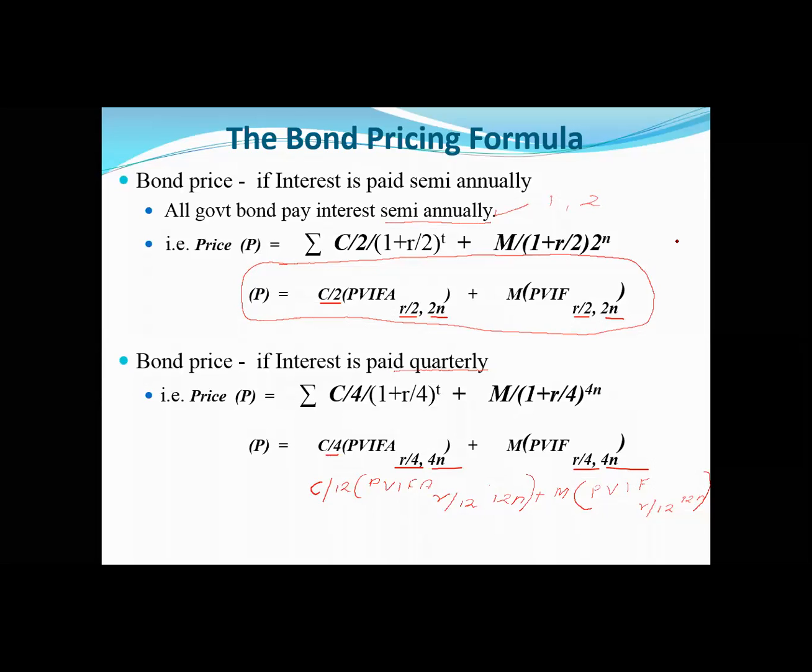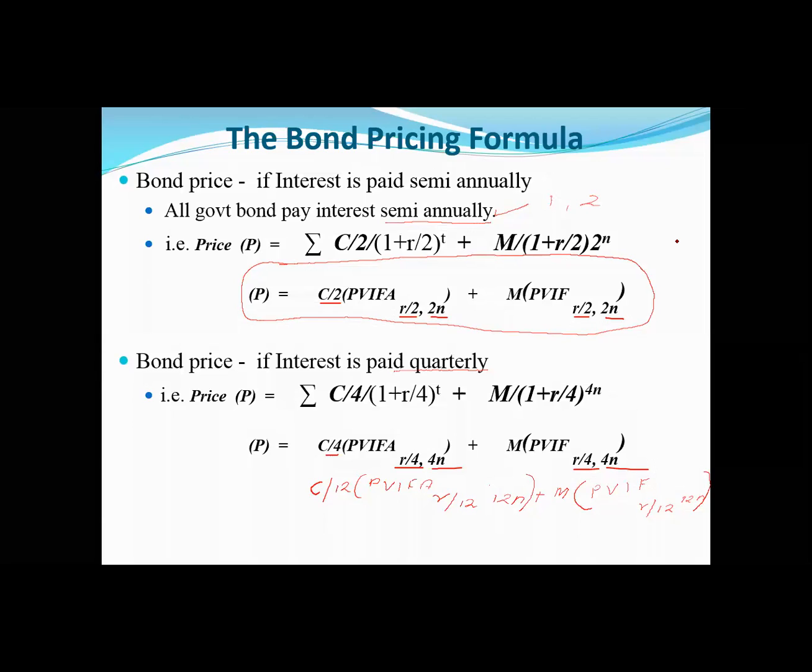So Yutika, tell me, how will the formula change if interest is paid every week? C by 52, in the bracket PVIFA, R by 52, comma 52n. Fine. Plus M in the bracket PVIF R by 52, comma 52n. Fine.